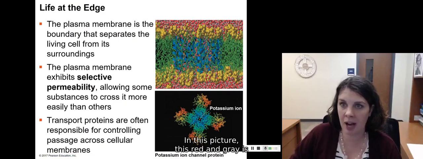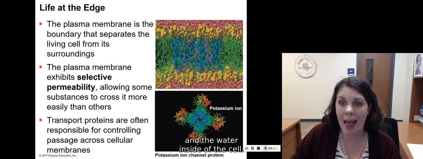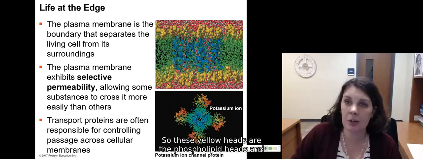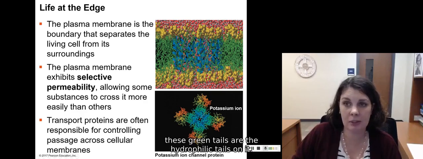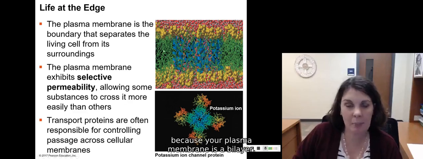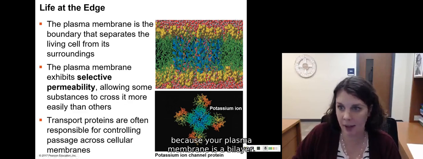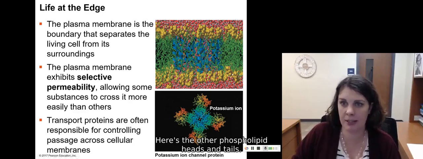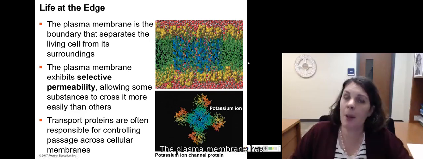In this picture, this red and gray is the water outside of the cell and the water inside of the cell. So these yellow heads are the phospholipid heads, and these green tails are the hydrophobic tails on it. And then here's the other side, because your plasma membrane is a bilayer. Here's the other phospholipid heads and tails.